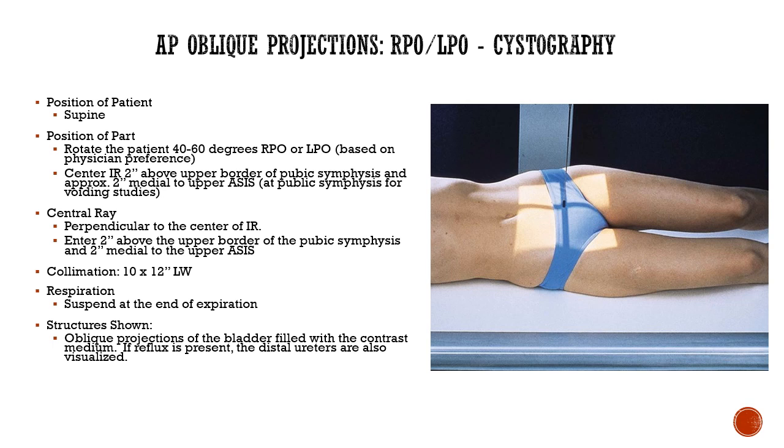We're going to be perpendicular to the center of the image receptor, and our collimation is going to be 10 by 12 lengthwise, like it has been for the last couple of procedures, and we'll suspend at the end of expiration too. The obliques are going to give us projections of the bladder filled with the contrast medium. If reflux is present, the distal ureters are also visualized.